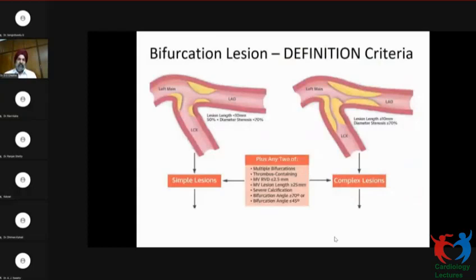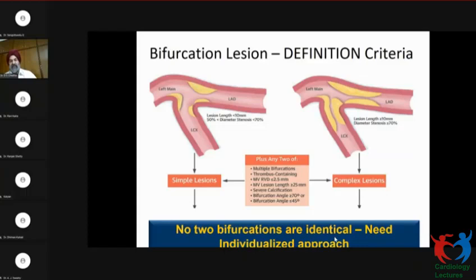So the definition criteria which was used for bifurcation classified it into simple and complex. This was essentially based on the lesion length plus any of the other two factors, which included multiple bifurcations, presence of thrombus, residual vessel diameter less than 2.5, multiple lesions, severe calcium, bifurcation angle more than 70 or less than 45 degrees. So one should remember that no two bifurcations are identical and one needs an individualized approach to any given case.